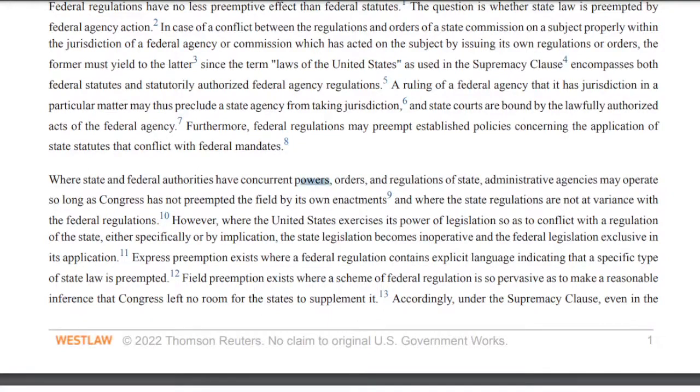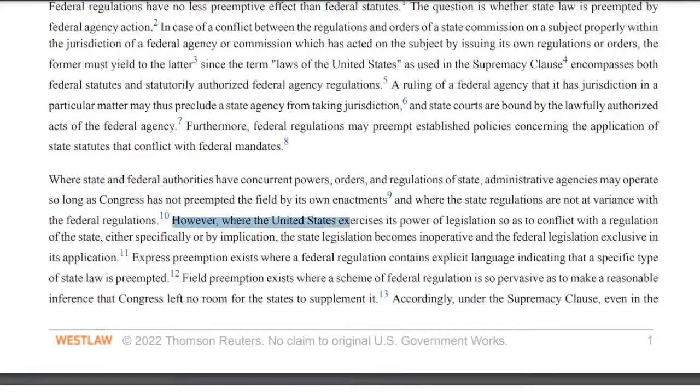Concurrent powers, orders, and regulations of state. Federal authorities and state authorities, right? State and federal authorities have concurrent powers, orders, and regulations of state. Administrative agencies may operate so long as Congress has not preempted the field by its own enactments, and where state regulations are not at variance with the federal regulations.